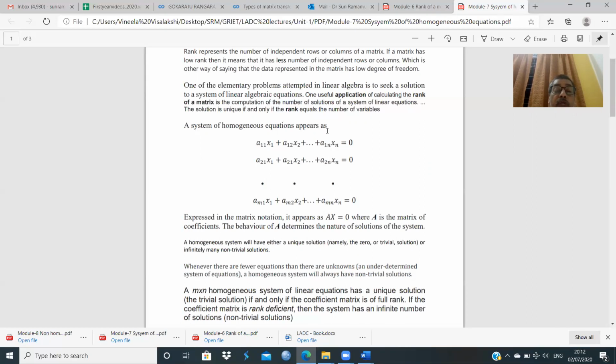Case 2: when the number of rows is more than the number of columns, that is called an overdetermined system. And the last case, the number of rows is less than the number of columns, in which case it's called an underdetermined system.